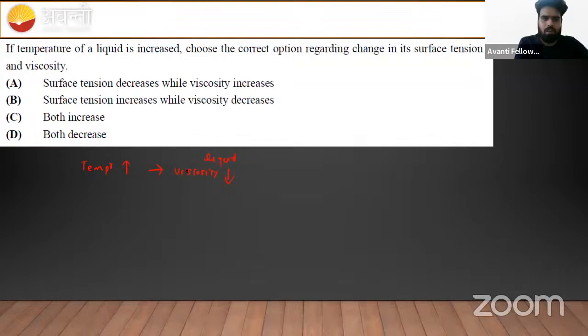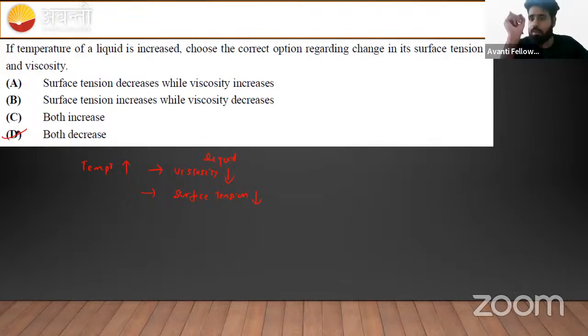At the same time, surface tension is also due to interatomic force, so surface tension also decreases. Sometimes we also know that when we want to wash our cloth, we use hot water so that it can easily remove the dust particles from our cloth. What happens on increasing the temperature? The surface tension between the dust molecule and water decreases. So what is the answer here? Both decrease.